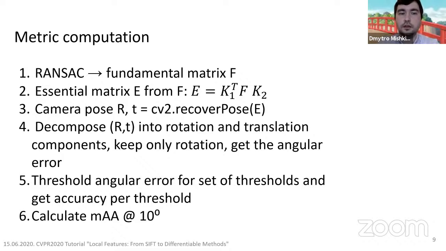So we measure the angle error at 10 degrees accuracy, which means that if the camera pose difference is within this threshold, then we consider it correct, and if it's above this threshold, then it's incorrect. And this is the upper threshold. We have a set of thresholds from 1 degree to 10 degrees.